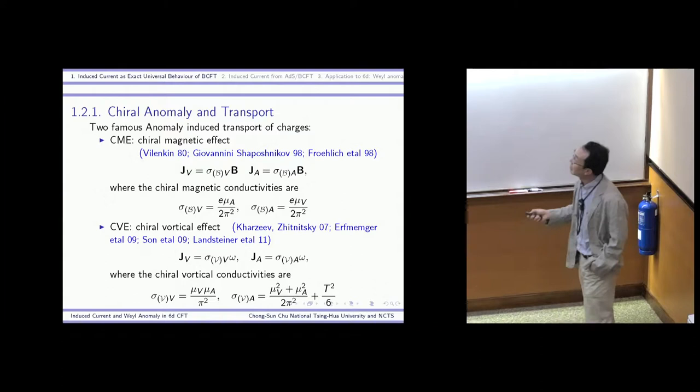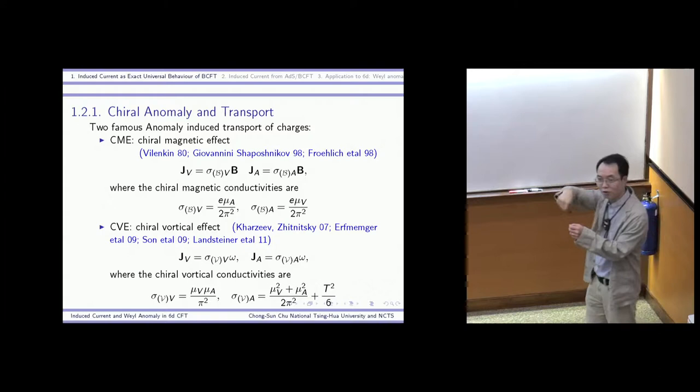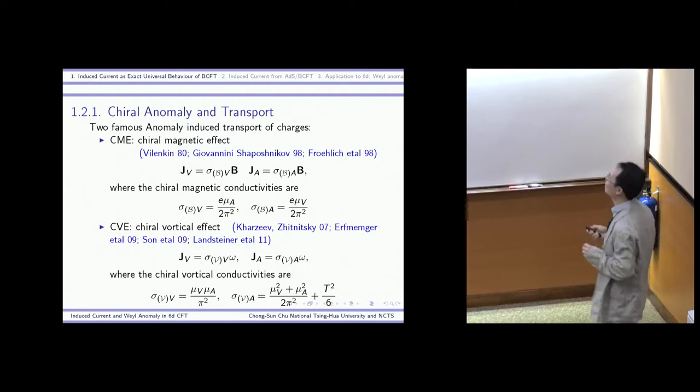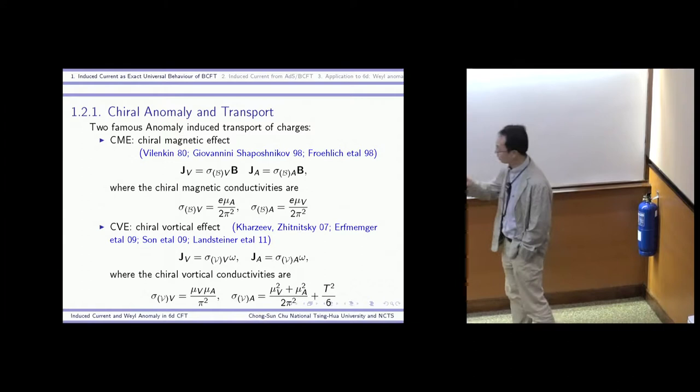This has, of course, a lot of applications in physics, in plasma physics, in cosmology, in particle physics, etc. And there's a related phenomenon called the CVE, the chiral vortical effect. If you stir your coffee, and the coffee has a chiral anomaly, then it also induces a current in the direction of your stirring. So watch out for your mouth, you may get some shock from the current. Again, there's some coefficient. These are determined by the chiral anomaly. There's a T squared term, which is from Karl Landsteiner. They did that. It is from the gravitational contribution to the chiral anomaly. All these are well known.